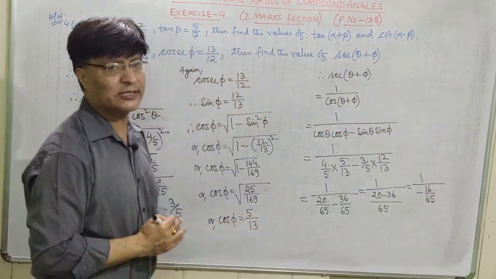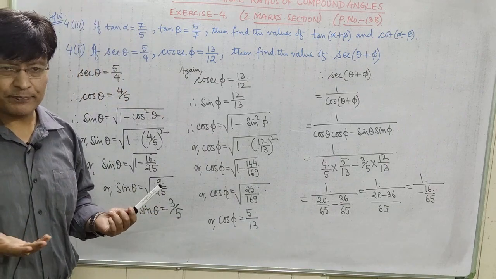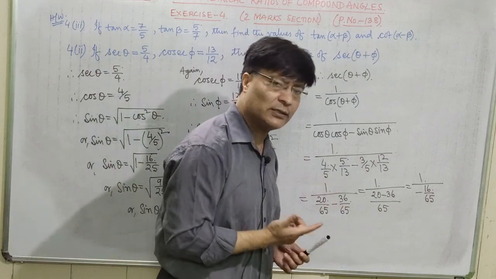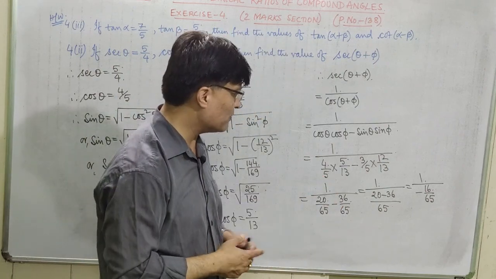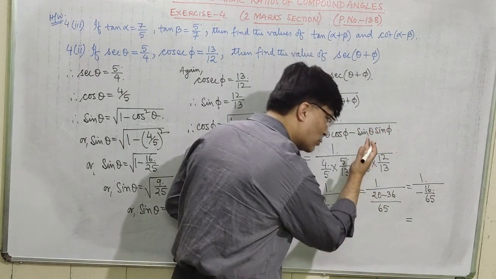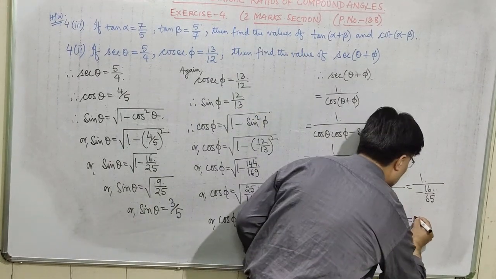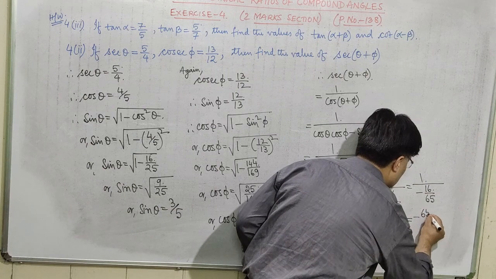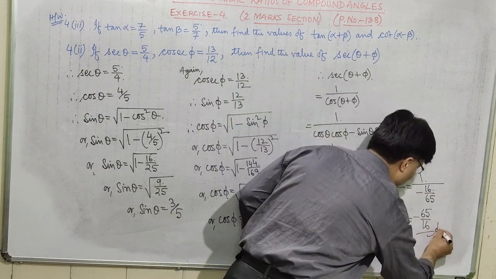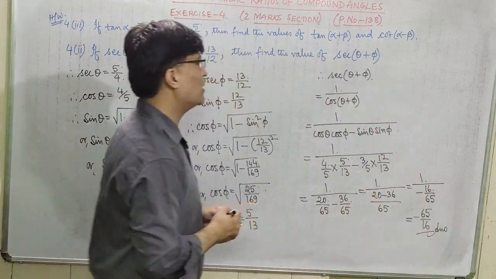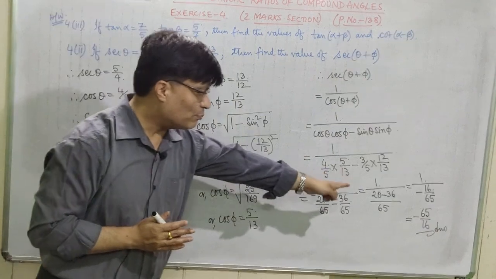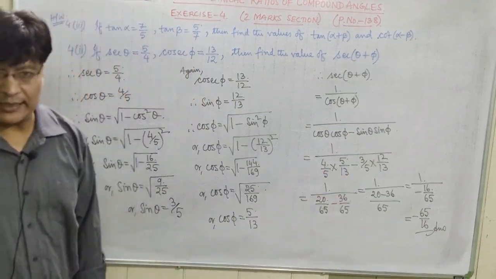20 minus 36, different sign, you have to subtract it. So 36 minus 20 will be 16, and you have to write down the sign of the greater number, that is minus 16 by 65. So when it goes up in the numerator, it becomes minus 65 by 16. So this is the final answer. What is the value for sec within bracket theta plus phi? It is minus 65 by 16.